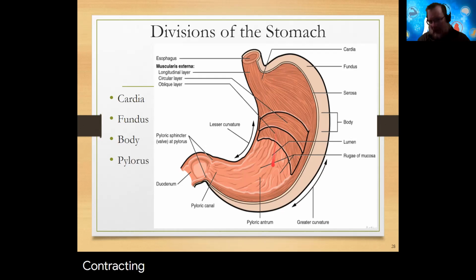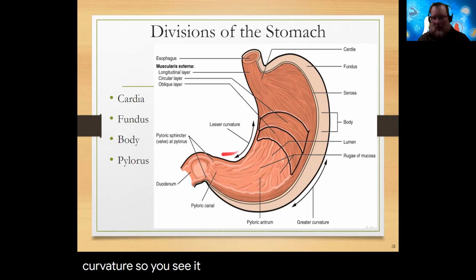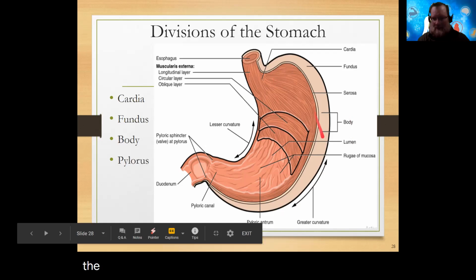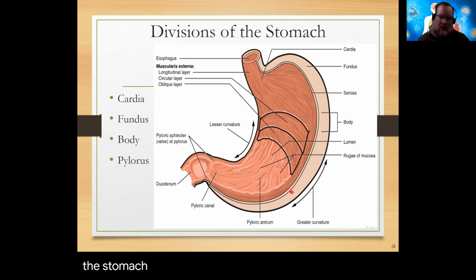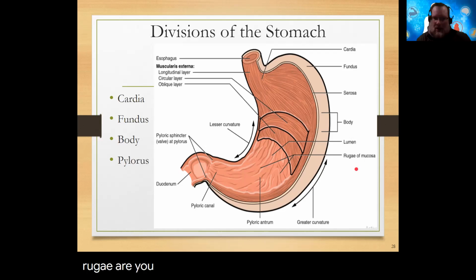We have what they call the greater and lesser curvature. So you see it's a little smaller on this, this would be the right side of the stomach. This would be the left side of the stomach. And then the lining of the stomach is going to be covered in these ridges called rugae. You see that term, rugae. Those are like folds or curves, convolutions in the lining of the stomach.